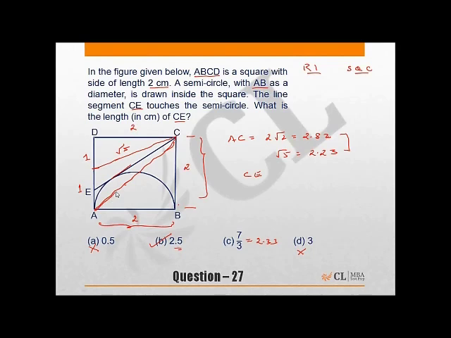So visually speaking, you can see that since this is 2.8 and this is 2.25 approximately, this should be roughly in the middle. If it has to be roughly in the middle, then C cannot be the answer because it is very close, hence 2.5. So this is the way I solve the question.